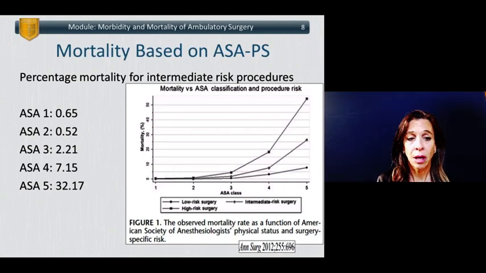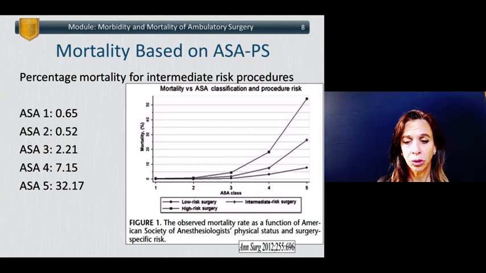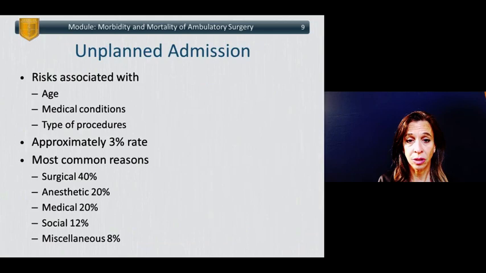This shows the percentage of mortality for intermediate risk procedures compared to the previous slide, which showed the mortality for low risk procedures. So you can see the rise continues, and the rise starts to occur between patients who are at ASA 2 to ASA 3, and the rise is steeper from ASA 3 patients to ASA 4 patients.